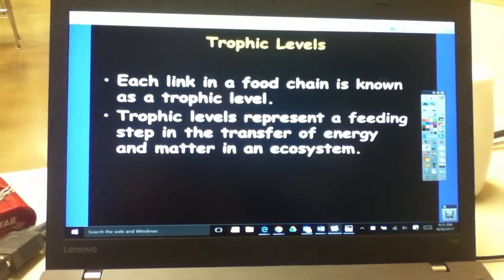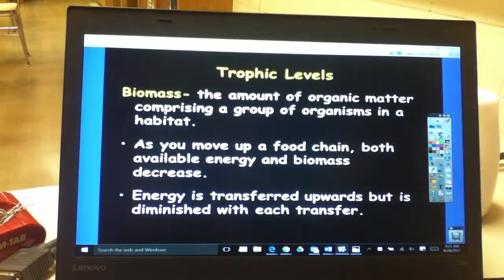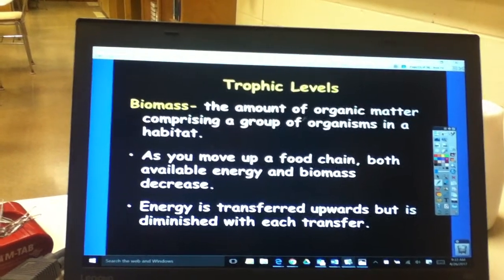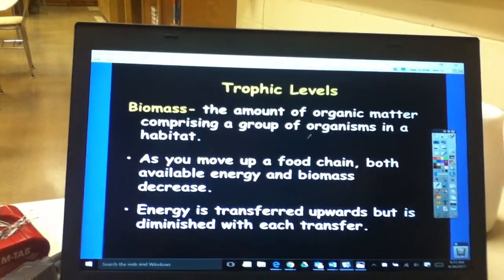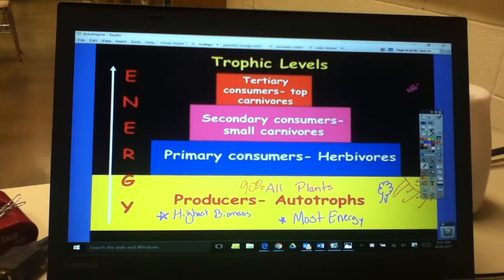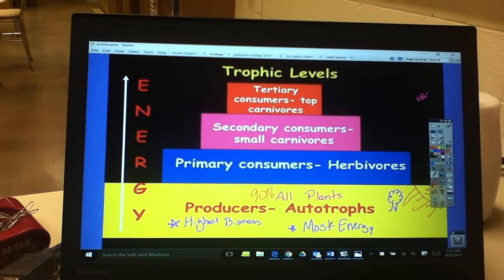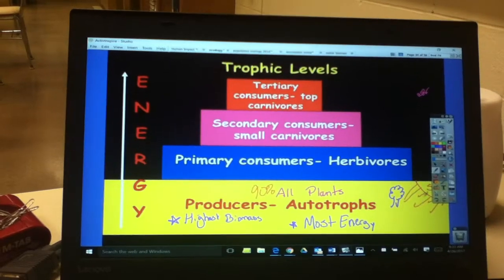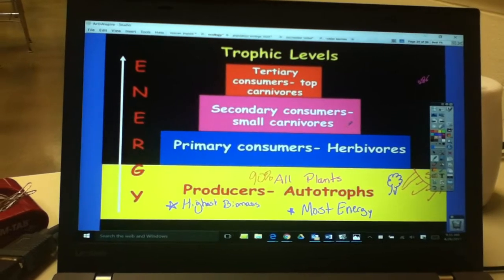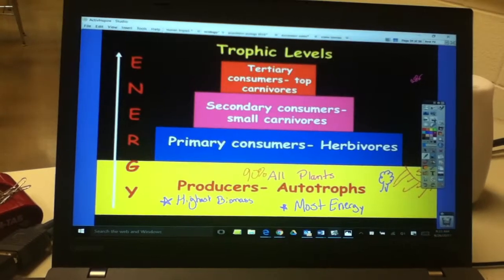So what we're really talking about here is what eats what, or your trophic levels. It represents a feeding step in the transfer of energy. Biomass is the mass of all of the organic matter comprising a group of organisms in that habitat. So if you put them all on a scale, what would their mass be? When we're looking at trophic levels, you have your producers at the bottom. This is the highest biomass, and it has the most energy because they get their energy directly from the sun. It's all of the plants. Primary consumers are herbivores, plant eaters. Secondary consumers are typically smaller carnivores. And then tertiary are your top level consumers.